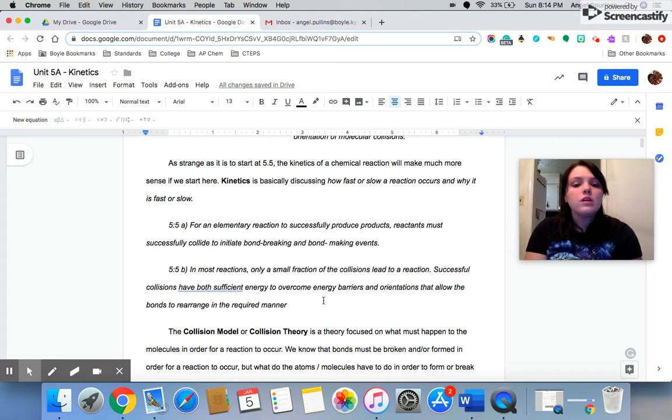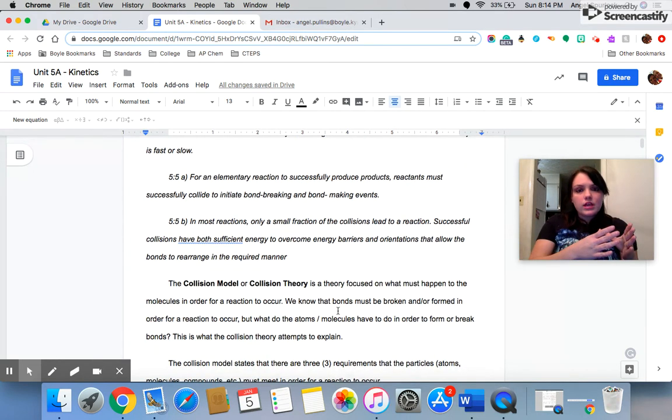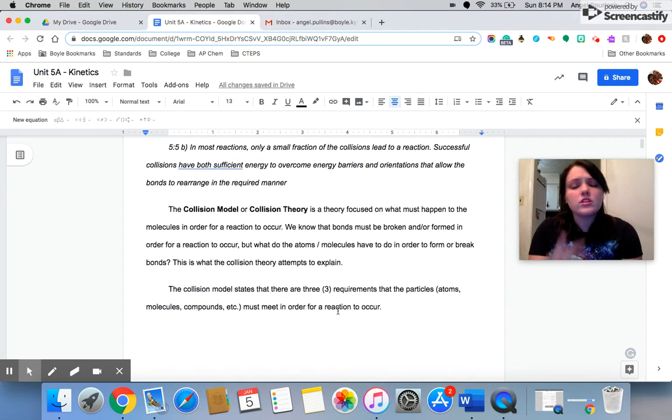Okay? Now, in order to get to chemical kinetics, we have to first understand what the molecules are doing in order for a reaction to occur. And the thing that talks to us about that is called the collision model or the collision theory. Okay? Collision theory tells us what the molecules have to do to make or break those bonds that we know have to be broken in order for a reaction to occur, right? So, it gives us three major requirements that particles have to meet in order for the reaction to occur.